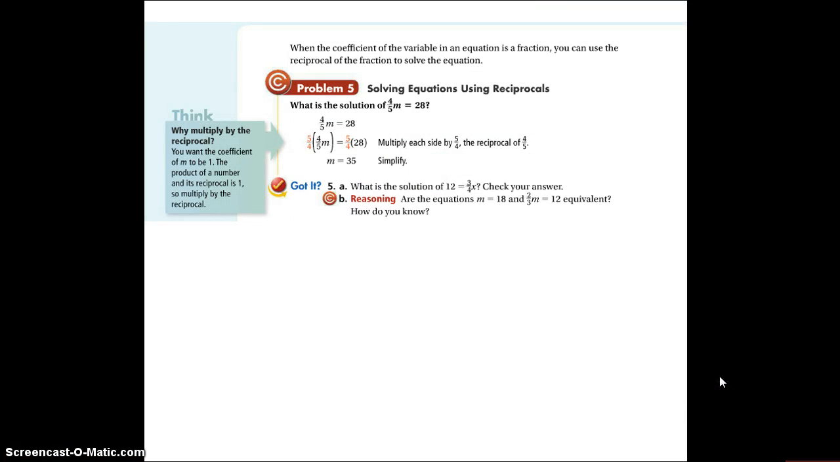All right, when the coefficient of a variable in an equation is a fraction, you can use the reciprocal of the fraction to also solve the equation. So let me talk about that.